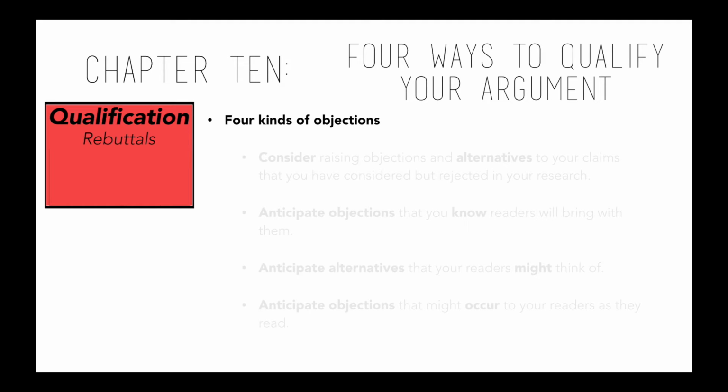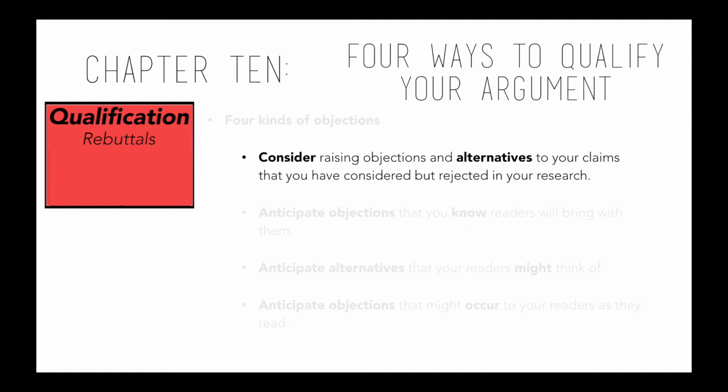There are four kinds of objections that you should search for. 1. Consider raising objections and alternatives to your claims that you have considered but rejected in your research. You don't have to raise these because readers are unlikely to be aware of these alternatives, but you can increase your credibility if you show that you can rebut mistaken claims and reject seemingly acceptable evidence.